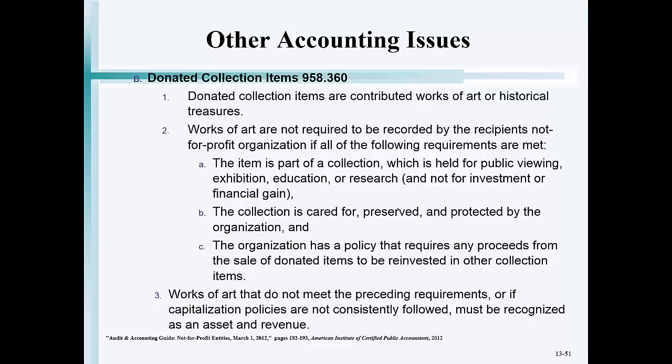Did I say temporary? It should go on the permanently restricted. If they have to hold the painting forever, when the contribution comes in, it's permanently restricted, right? And then there'd be work of art, work of treasure, $1 million, whatever, on the balance sheet, and permanently restricted net assets of $1 million, right?